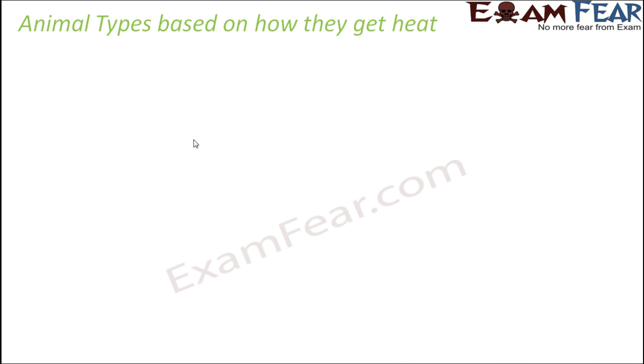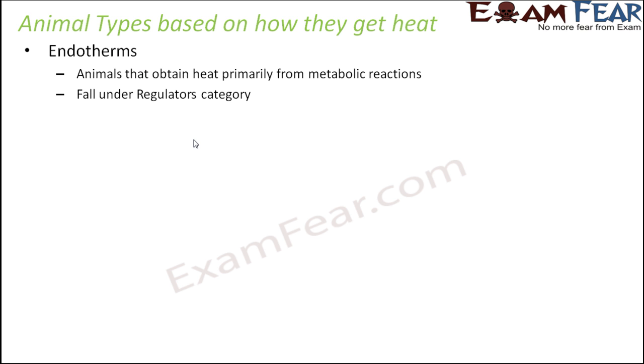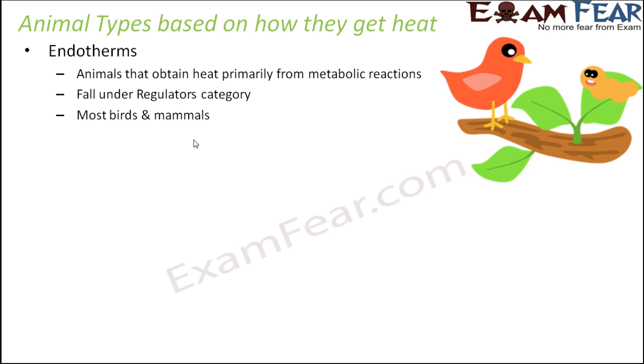Now, similarly, the animals are again classified into two types based on how they get heat. So, from where do they get heat? Based on that, the animals are of two types, endotherms and ectotherms. Endo means inside or within. So, these organisms obtain heat from within their body. They themselves generate heat. A lot of metabolic reactions take place within their body which produce heat, and that's how they get warmth for their body.